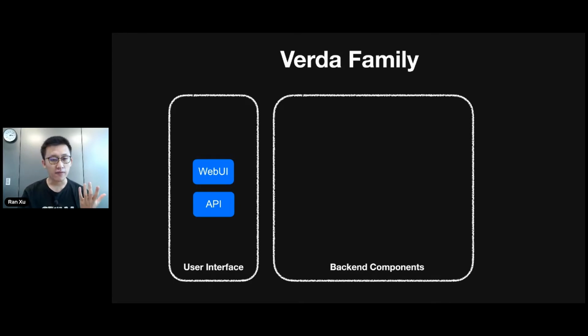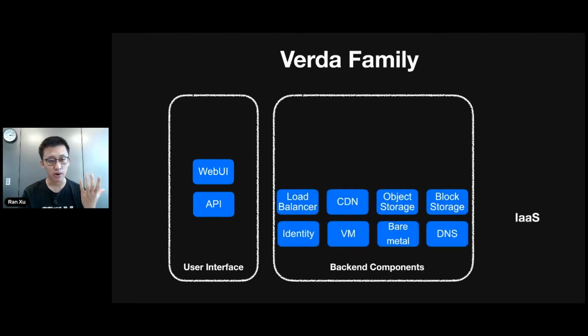For backend infrastructure services, it is separated by 3 layers. The first layer is IaaS layer. It provides several fundamental IaaS services to Line developers, like load balancer, like block storage, and the VM.